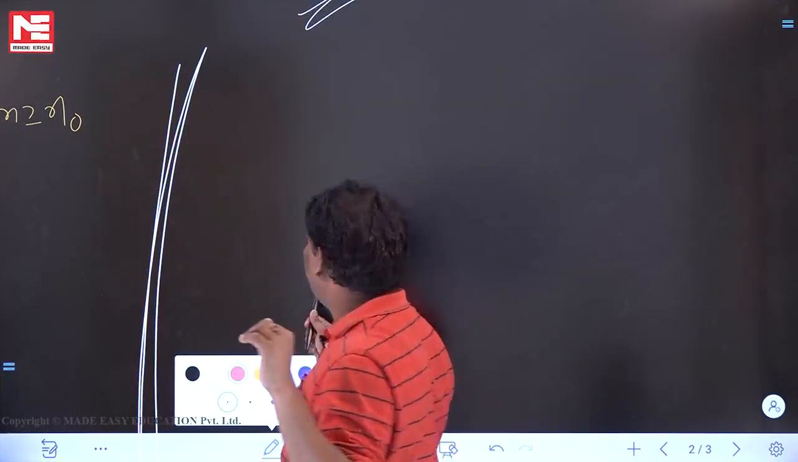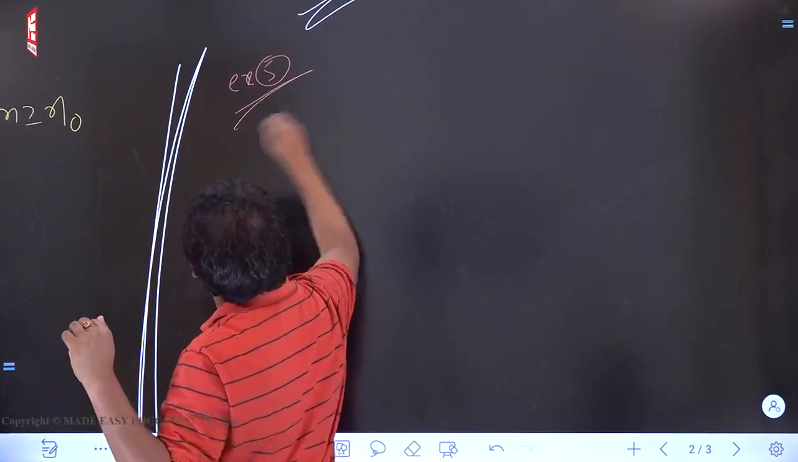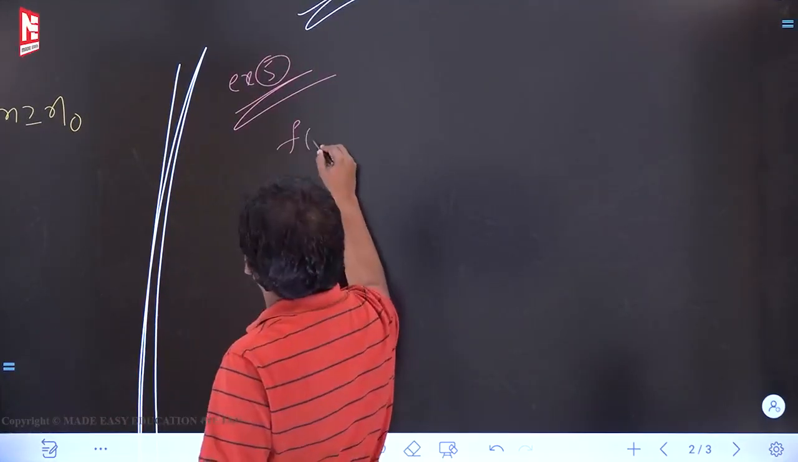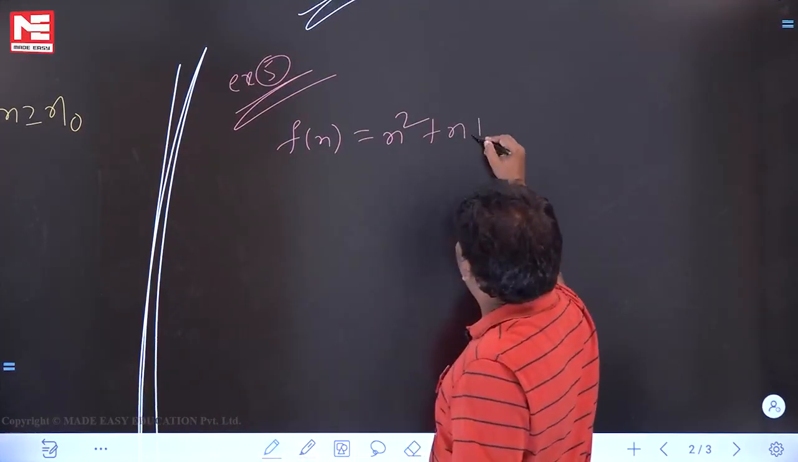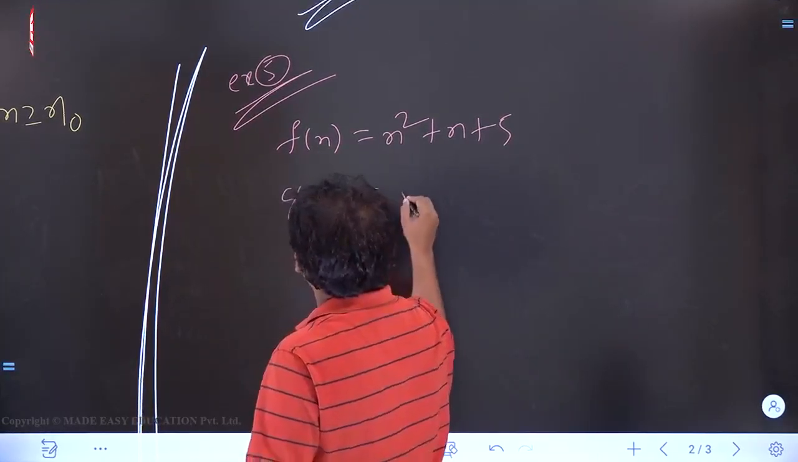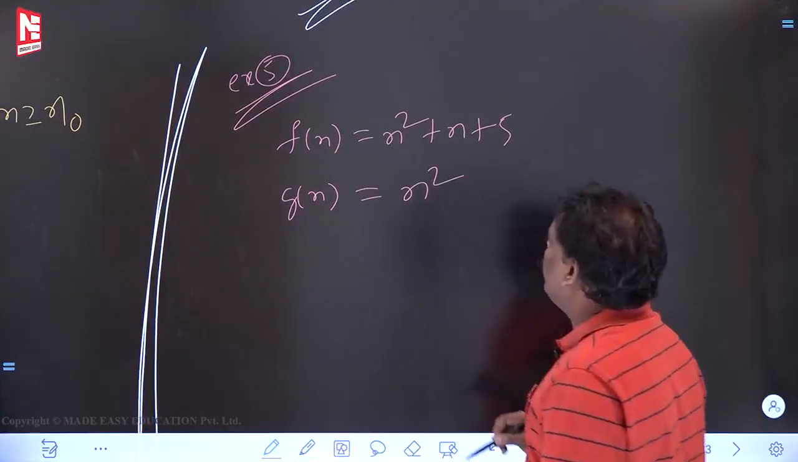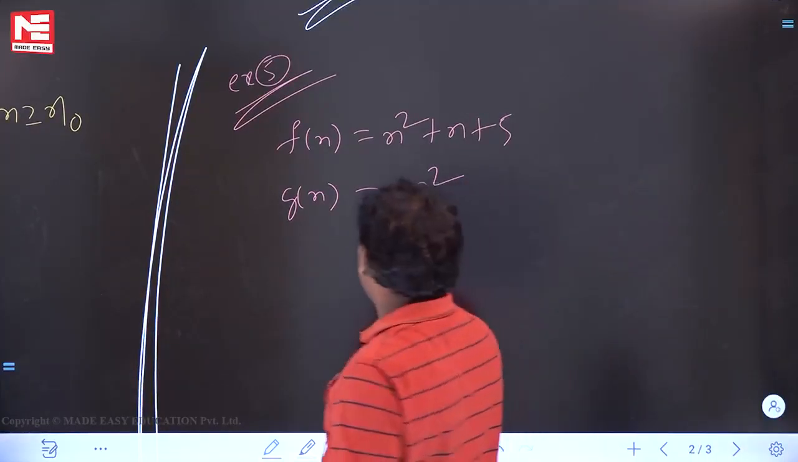It may give more clarity, let's see this one, example 5. See the answer: f of n is going to be n square plus n plus 5. g of n is equal to n square. f of n is n square plus n plus 5, g of n is equal to n square, right? Now see this one.